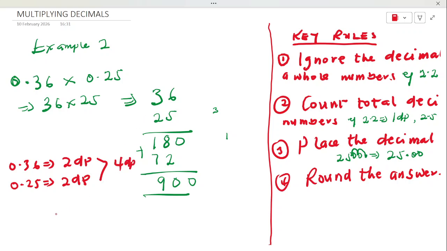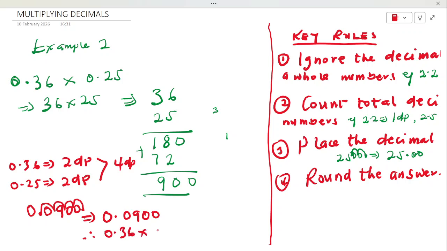Now you come to your answer. Since we have 900 as our answer or product, you stand in front of the whole number, you move 4 times to the left. So you stand here, 1, 2, 3, 4. So the decimal point is now here. You fill the empty space with what? 0. Then you put your 0 here as well. So we will now have 0.0900 as our answer.